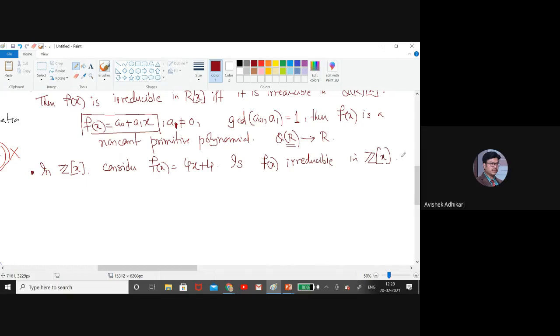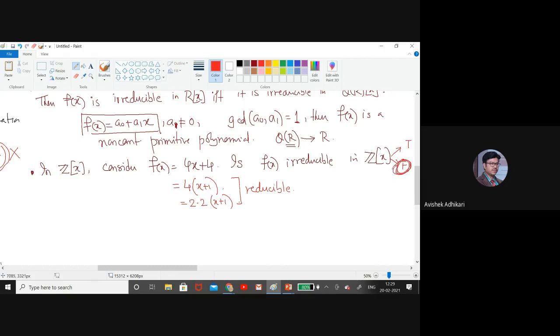What would be your result? True or false? Is it true or false? Somebody? We can write 4 times x plus 1. So you can factor it. So this is reducible. So the answer will be false.